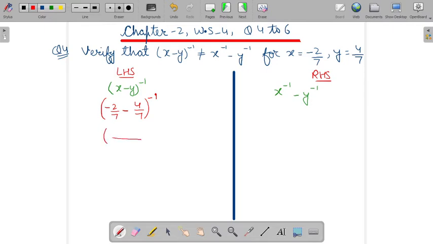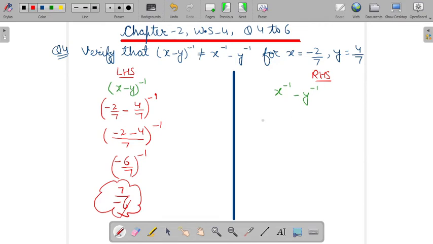You will solve the bracket first by taking its LCM, and then at the end you will find out its reciprocal or multiplicative inverse. So this term you will get. Now you will find out its multiplicative inverse or reciprocal. So what should be the reciprocal of minus 6 by 7? Here minus 1 means its reciprocal. So the reciprocal would be 7 upon minus 6. So this would be the reciprocal. Okay.